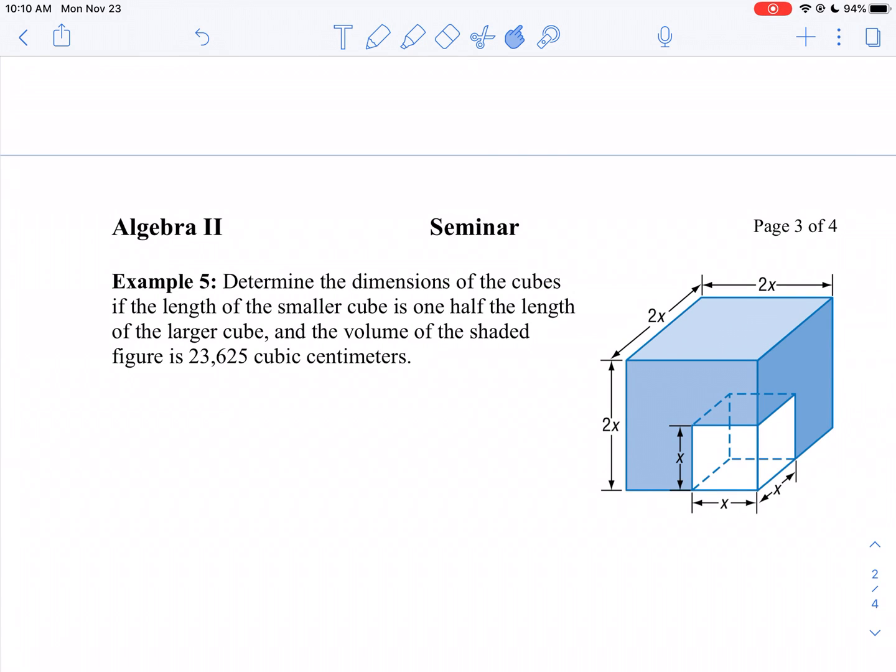Here we have an application problem. It says we want to determine the dimensions of the cubes if the length of the smaller cube is 1/2 the length of the larger cube. I can see that from the problem. Notice the length of the smaller cube is x. The length of the larger cube is 2x. And the volume of the shaded figure is 23,625.